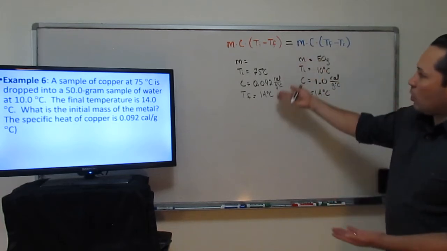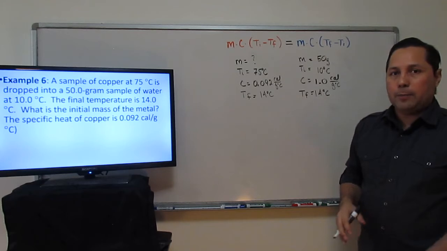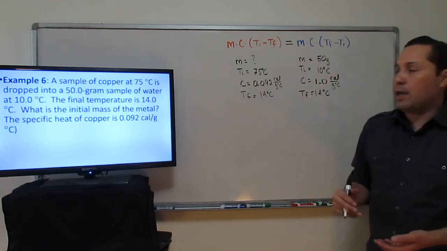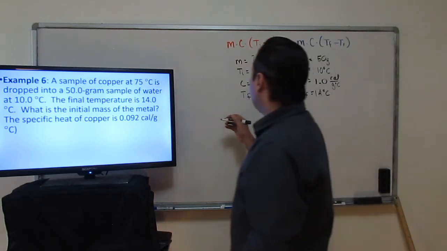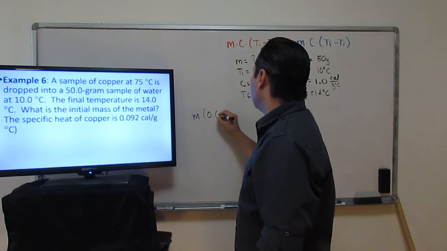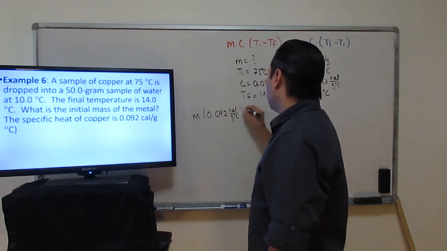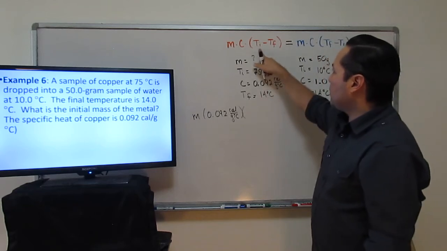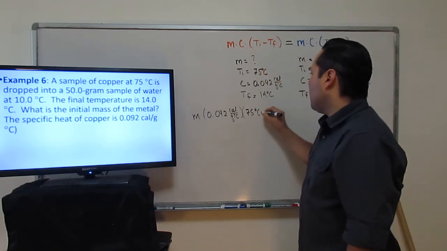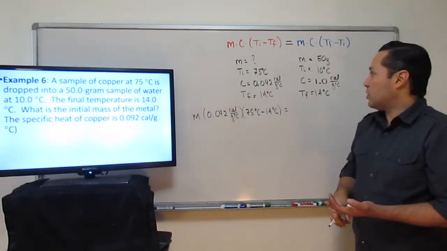All right, so there's all the data that we need, and we're solving for what was the initial mass of the metal. So we're going to plug in all these values, simplify, and get that answer. So let's begin plugging in. So we have the M multiplied times the specific heat, which is 0.092 calories over grams times degrees Celsius, multiplied times Ti minus Tf. Ti is 75 degrees Celsius, minus a temperature of 14 degrees Celsius for the final temperature of the system.